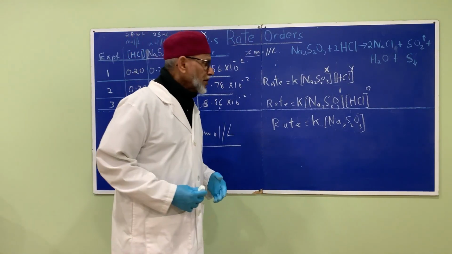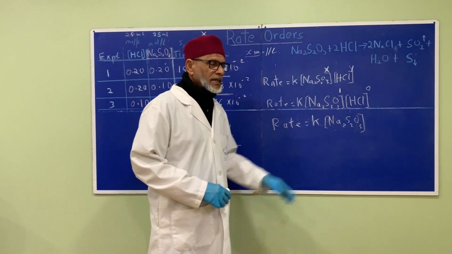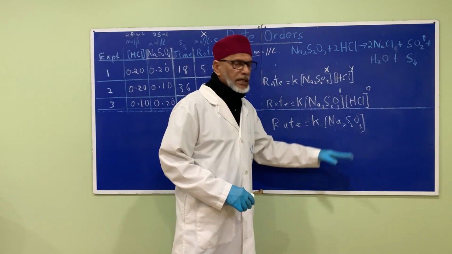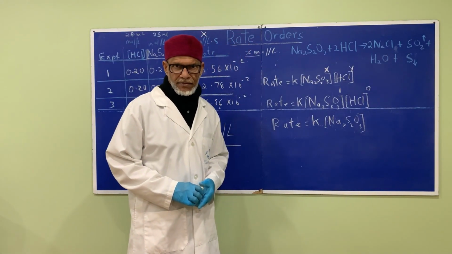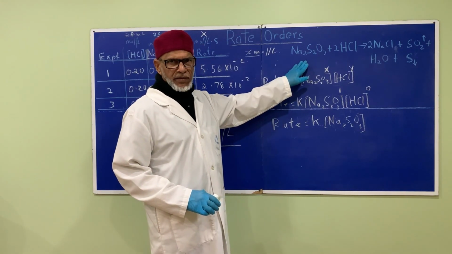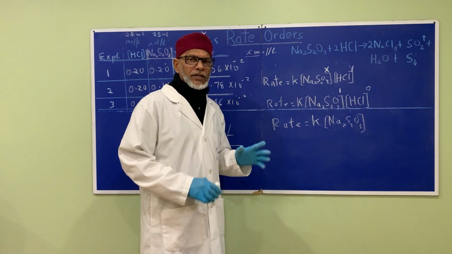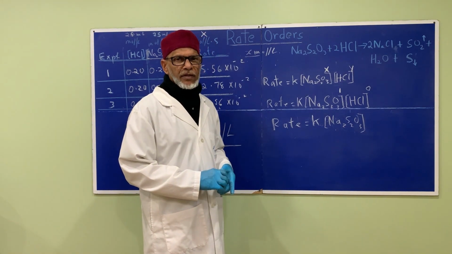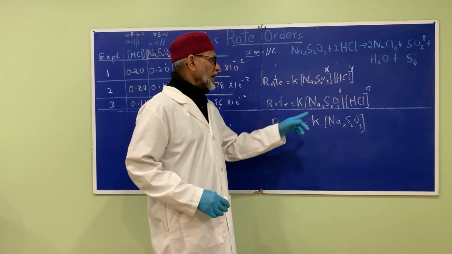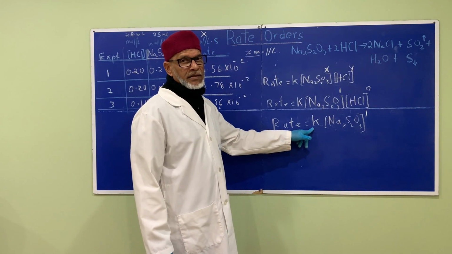But when you're writing what is called the rate law equation for this reaction, anytime something has a rate order of 0, it is not included in the rate law equation. So this is the final rate law equation for the reaction between sodium thiosulfate and hydrochloric acid. Only a change in sodium thiosulfate produces a change in the rate of the reaction, and it does it in the order of 1. This is a rate constant.